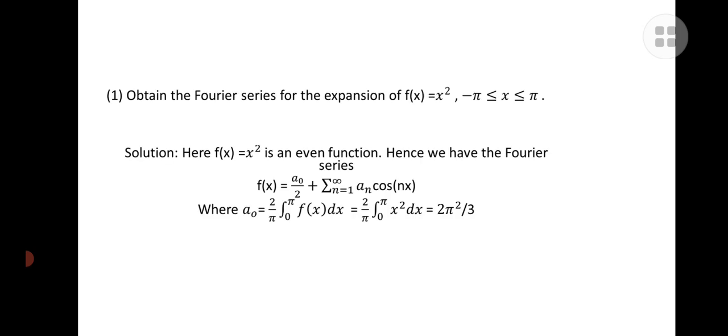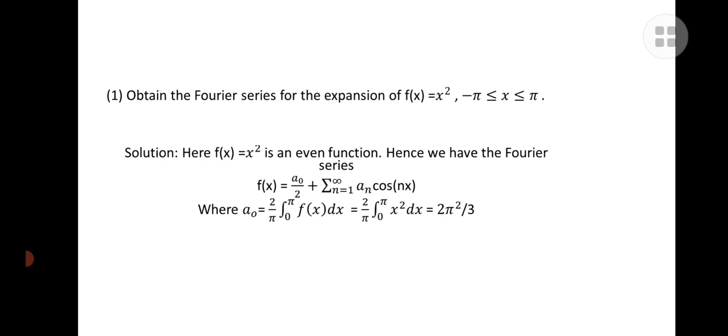In the Fourier series, we have learned the meanings of odd and even functions. That is, if f of minus x is equal to f of x, then we can say that the function is even. If f of minus x is equal to minus f of x, then we can say that the function is odd. Related to this odd and even function, we will go for the examples.